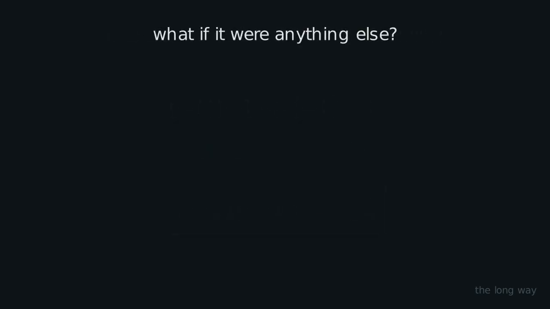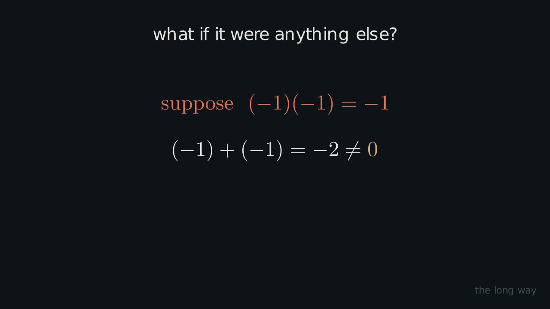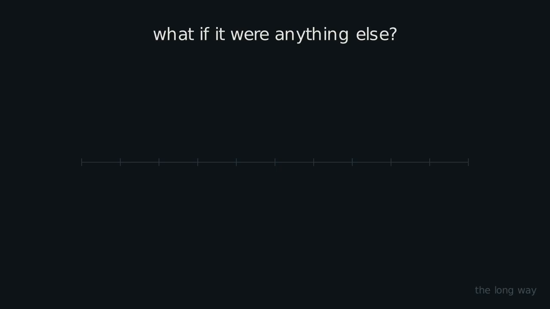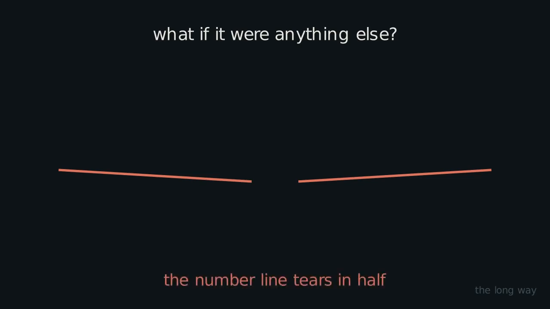And that is the heart of it. Negative times negative is positive because it is the only answer the rest of arithmetic will allow. Suppose for a second you try to insist that -1 times -1 was a -1 instead. Follow it through, and that one calculation we just did would come out as -2 on one side and 0 on the other. The distributive rule would collapse. Equations would give two different answers, depending on how you happen to write them. The number line would tear in half. Everything downstream that depends on multiplication staying consistent would start to fail.